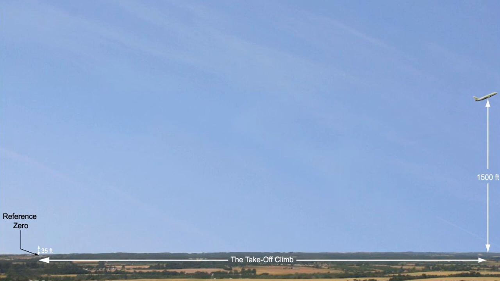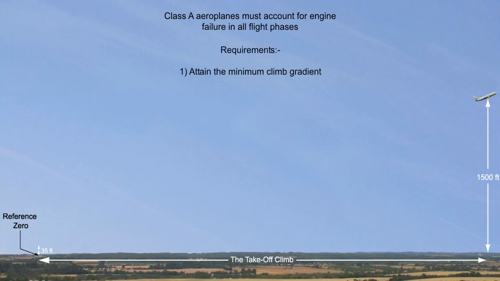There are two main requirements that must be met within the takeoff climb, and these requirements are based upon an engine failure occurring at VEF. Remember that performance of Class A airplanes must account for engine failure in all flight phases. The first requirement is that the airplane must be able to achieve the minimum climb gradients, and secondly, the airplane must be able to maintain sufficient obstacle clearance. Remember that the climb gradient requirements are air-based gradients, and the obstacle clearance requirements use ground-based gradients.